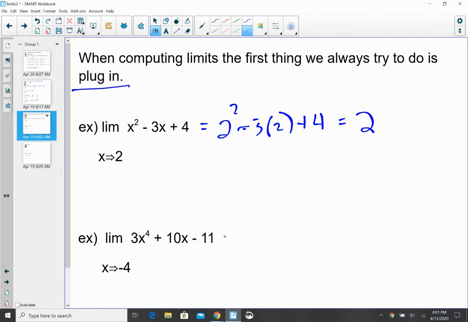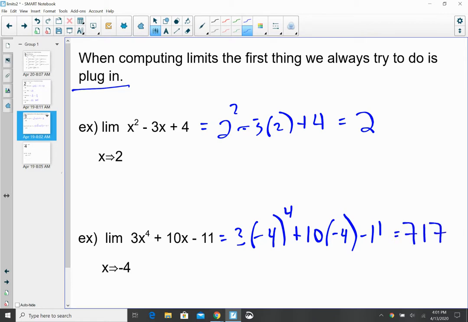Yeah. And in a similar way, you can do the same thing. 3 times negative 4 to the 4th power plus 10 times negative 4 minus 11. And you can do that as well. And where did my calculator go? So 3 times negative 4 to the 4th. I got 717. You could check the answer on your own. I think that's what it is. Looks good from here. Okay.